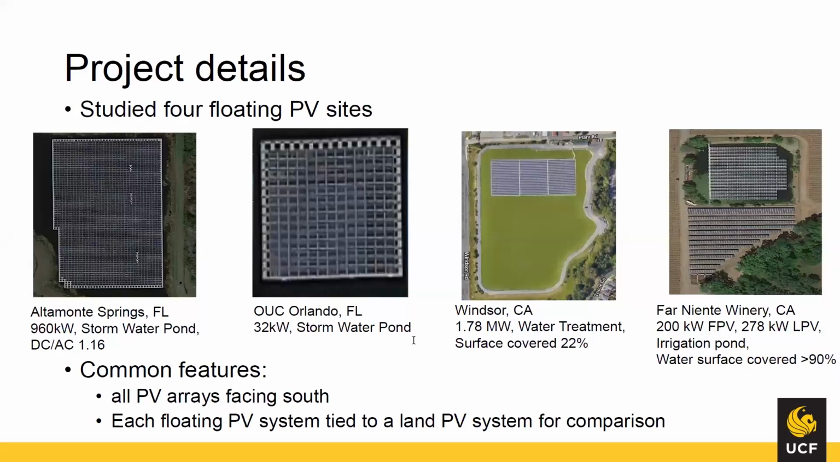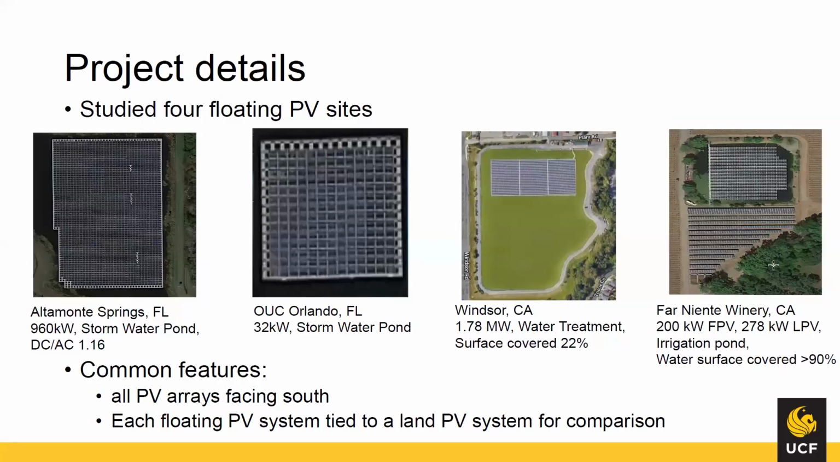Okay, so getting into a few more details of the project. We studied 4 PV sites. 2 of them are located in Florida, and 2 are in California. On the left, Altamont Springs, 960 kilowatt, is a stormwater pond. Then the OUC Orlando is a 32 kilowatt small one, a stormwater pond again. The Windsor, California, is 1.78 megawatt, a bigger PV plant. And the last one, our favorite site, is the Farniente, in California.